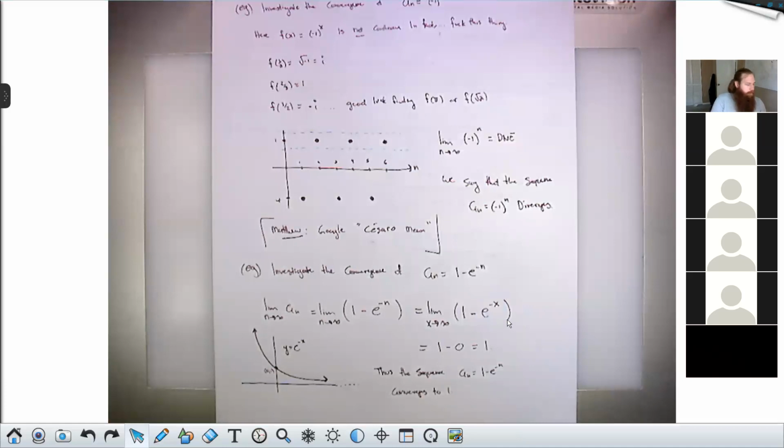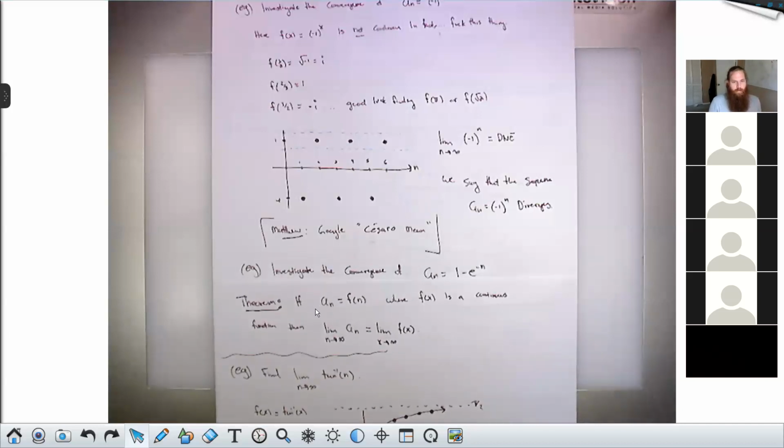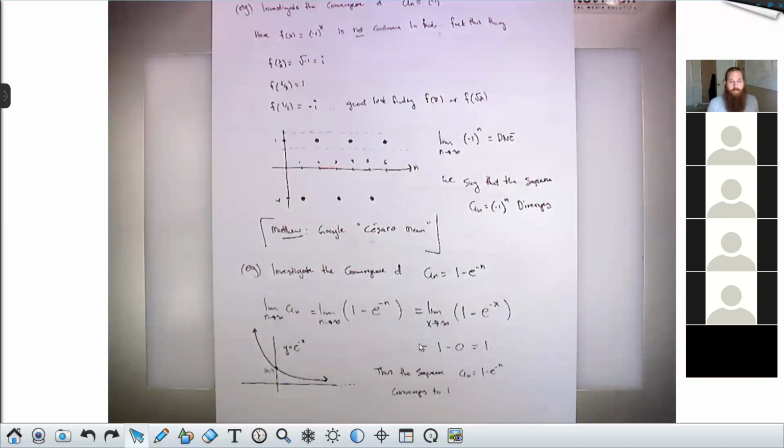According to this theorem, if when you swap n for x, the resulting function is continuous, then you can take the limit of your sequence by taking the limit of that function instead. So this theorem gives me permission to swap n's for x's, as long as doing so results in a continuous function. And I want to do that anytime swapping n for x gives me something I know how to handle.